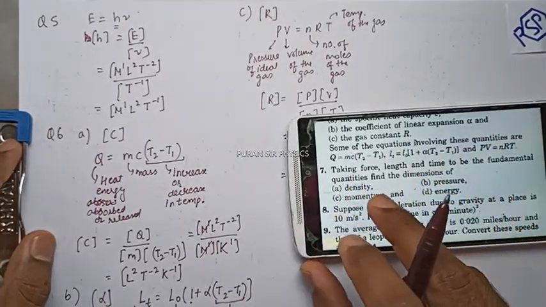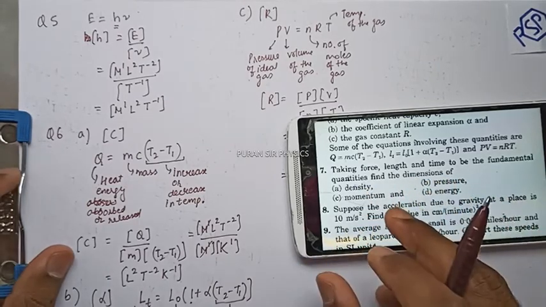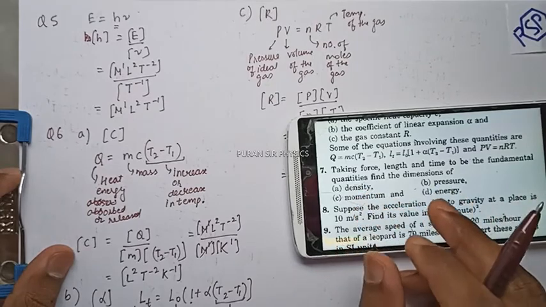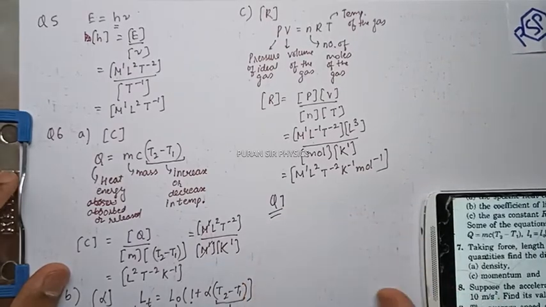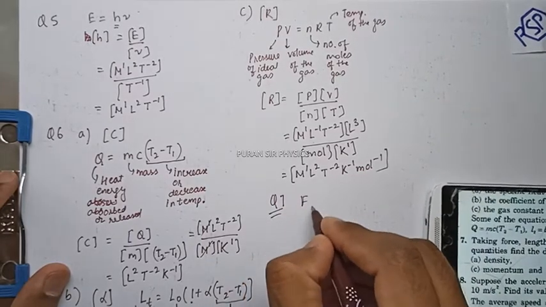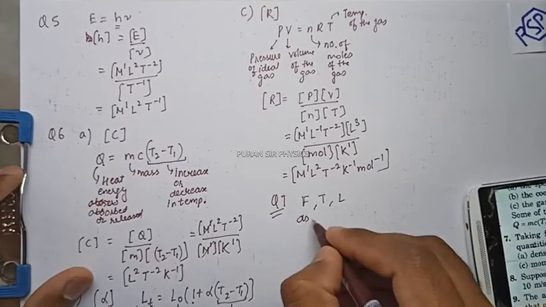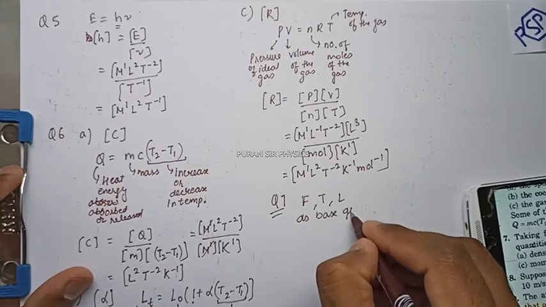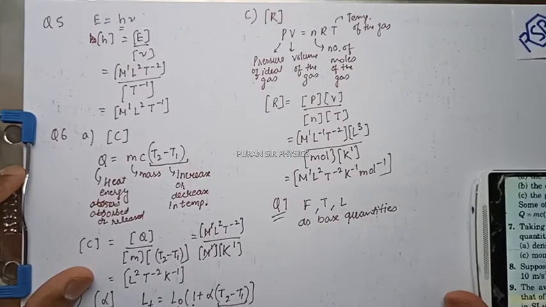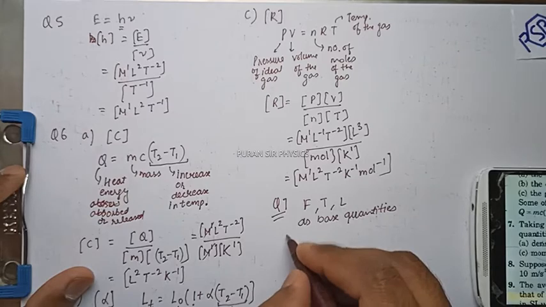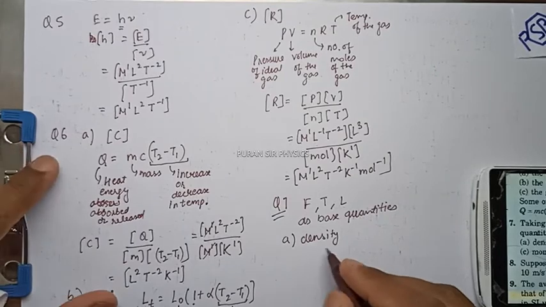In question number 7, taking force, length and time to be fundamental quantities, find the dimension of density, pressure, momentum and energy. So in question number 7 we have given force, time and length as base quantities, and we have to find the dimension of density in terms of these base quantities.